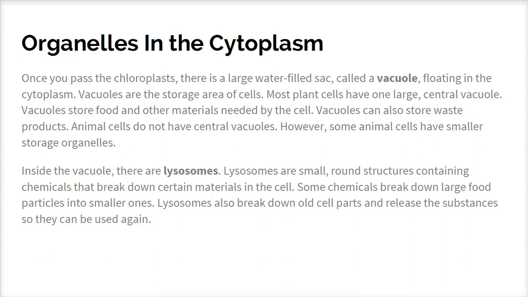Inside the vacuole, there are lysosomes. Lysosomes are small round structures containing chemicals that break down certain materials in the cell. Some chemicals break down large food particles into smaller ones. Lysosomes also break down old cell parts and release the substances so they can be used again.